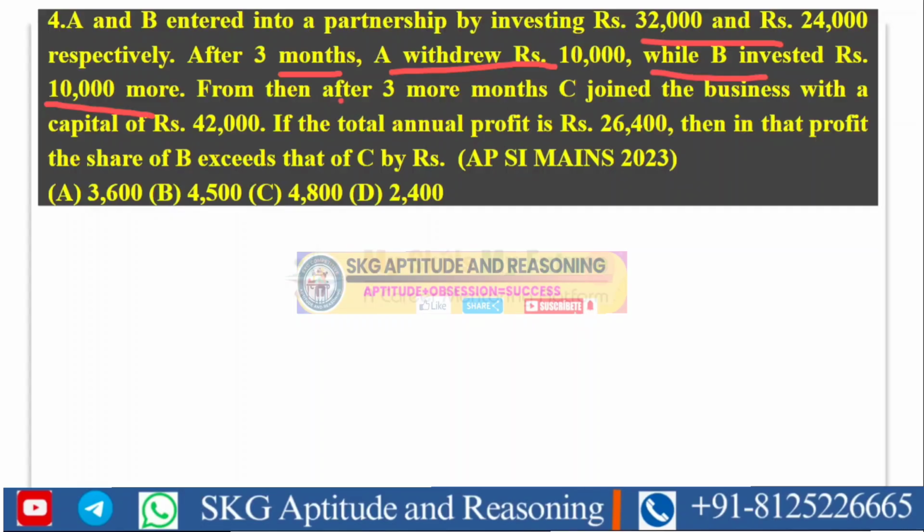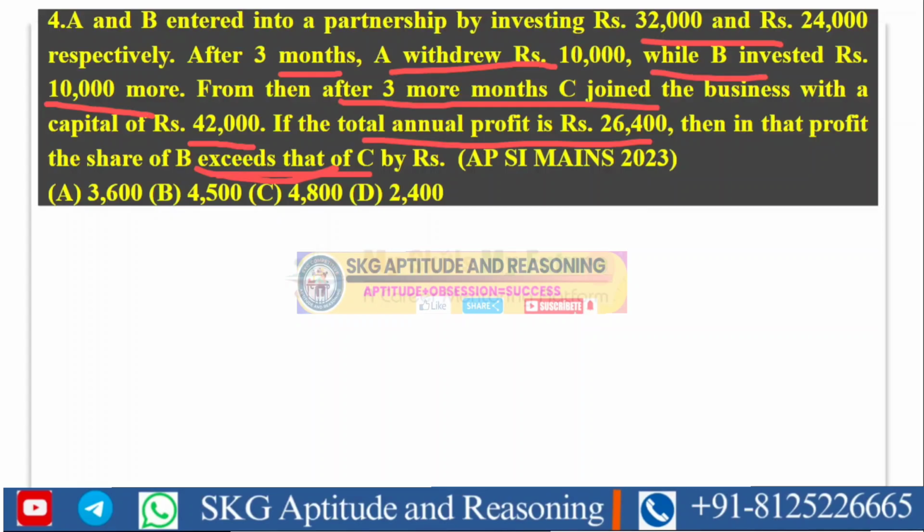Thereafter, after 3 more months, C joined the business, which means she joined 6 months from the start of the business with a capital of 42,000, so she was in the business only for the remaining 6 months. If the total annual profit is 26,400, then the profit of B exceeds that of C by how much? So we need to find the difference in the profit of B and C.